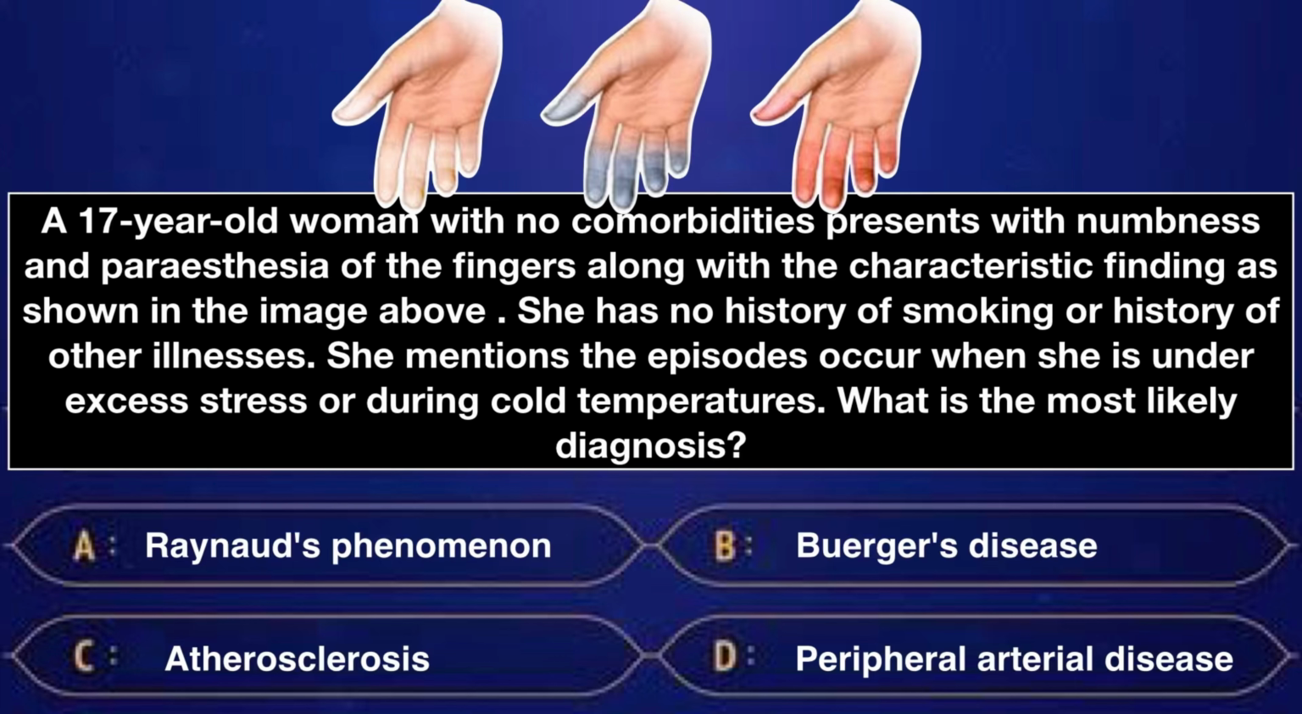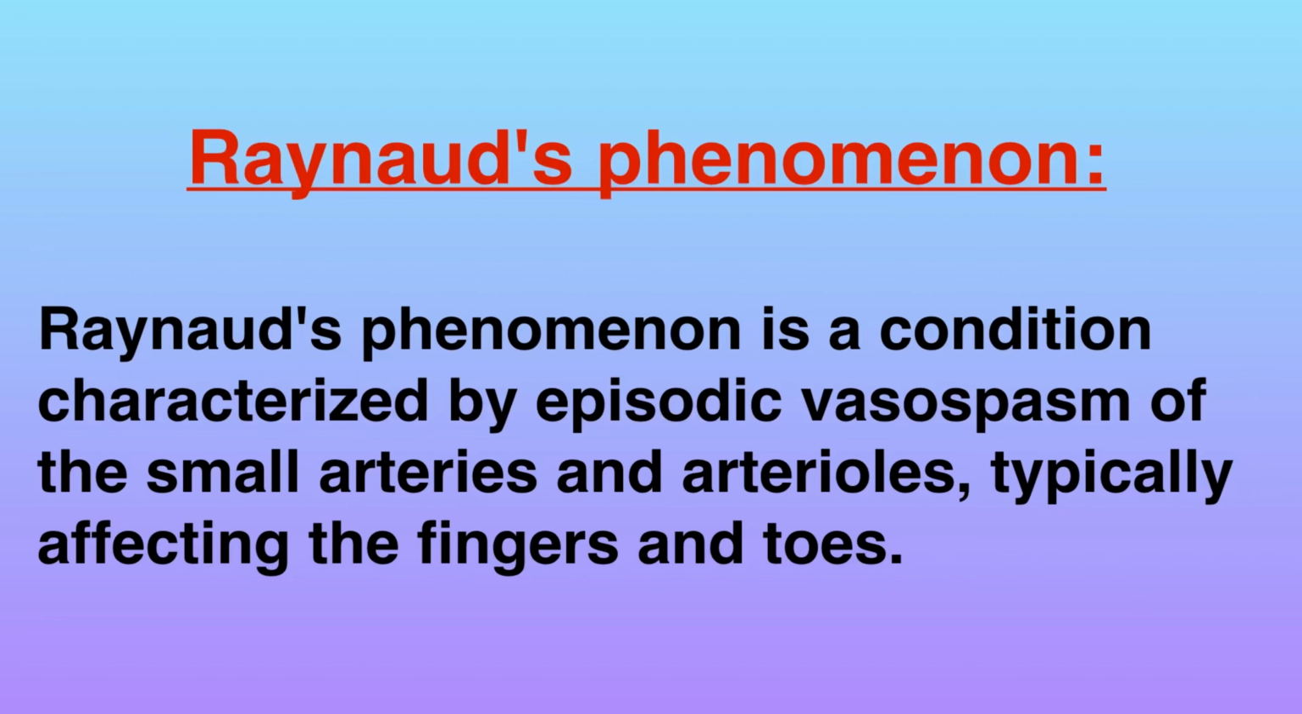Option A, Raynaud's phenomenon. Option B, Buerger's disease. Option C, atherosclerosis. Or option D, peripheral artery disease. So which option do you think is the correct one? Well, yes, option A, Raynaud's phenomenon is the correct answer. Now let's move ahead and understand what is Raynaud's phenomenon.